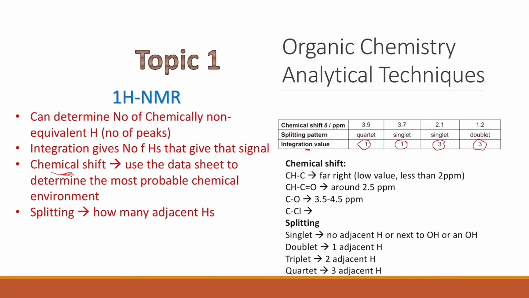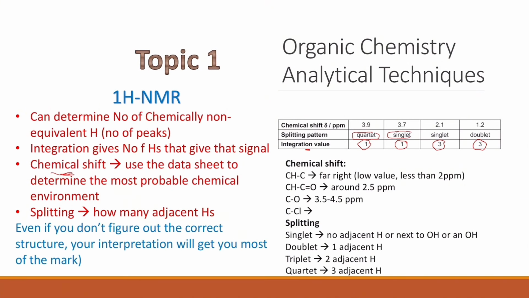And then the splitting. The splitting here, as you can see, which could be a quartet, singlet, doublet or triplet, will give us information about the number of protons on the adjacent carbons. So if we don't have any protons on the adjacent carbon, it's going to be a singlet. If we have 1 proton on the adjacent carbon, then it's going to be a doublet. If we have 2, it's going to be a triplet, and so on.